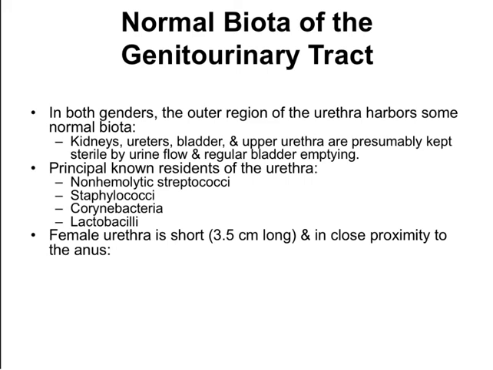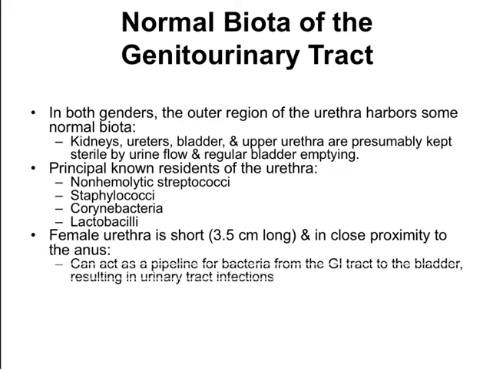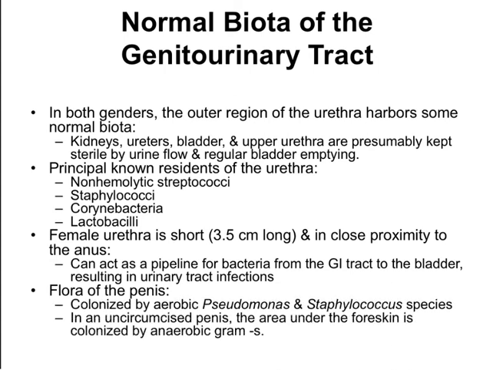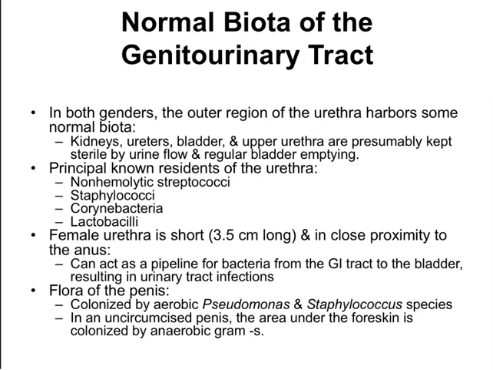Now, the female urethra is short. It's a little over an inch long and very close to the anus. And as a result, we can get bacteria from the lower GI into the urethra and the bladder, and that can produce UTIs. In the penis, we see Pseudomonas and staph, and in uncircumcised penises, we see anaerobic gram negatives.